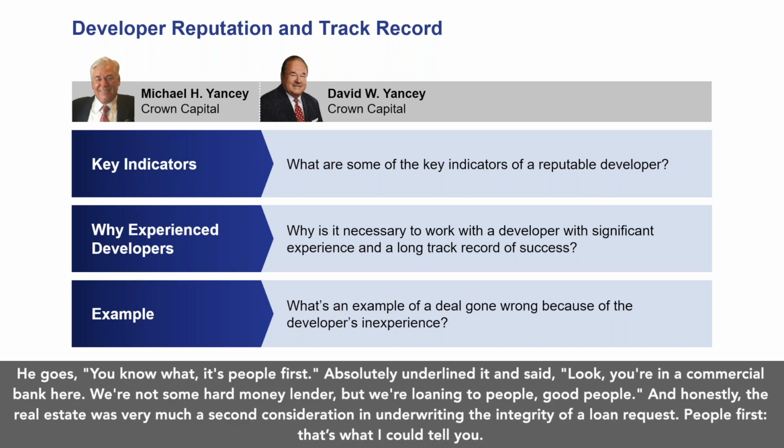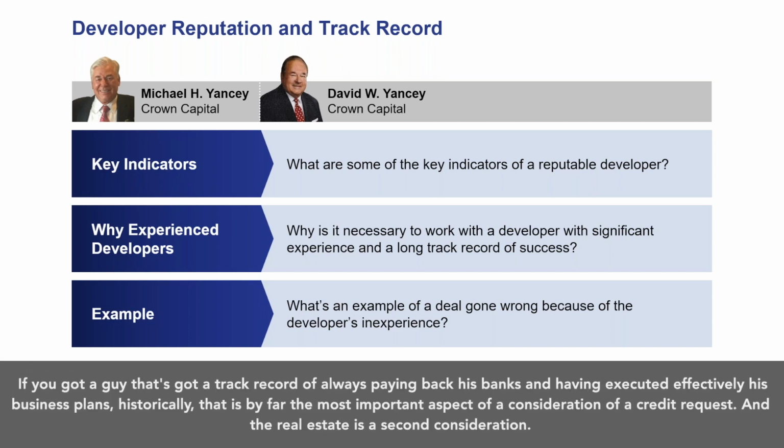He goes, you know what? It's people first. Absolutely underlined it and said, look, you're in a commercial bank here. We're not some hard money lender, but we're loaning to people, good people. And honestly, the real estate was very much a second consideration in underwriting the integrity of a loan request. So people first. If you've got a guy that's got a track record of always paying back his banks and having executed his business plans effectively historically, that is by far the most important aspect of a consideration of a credit request. And the real estate is a second consideration.